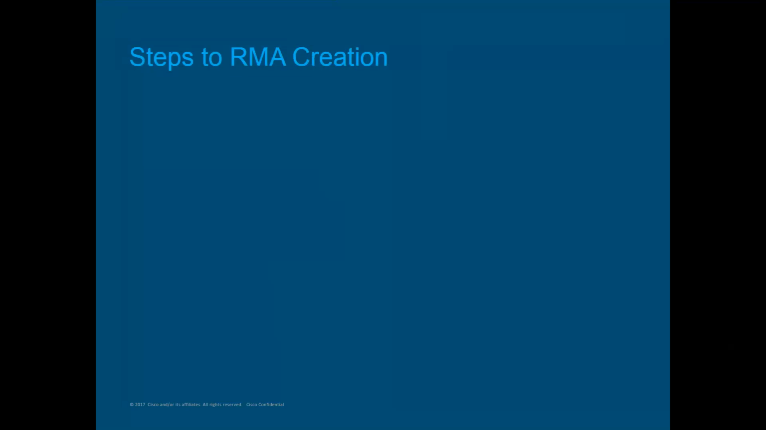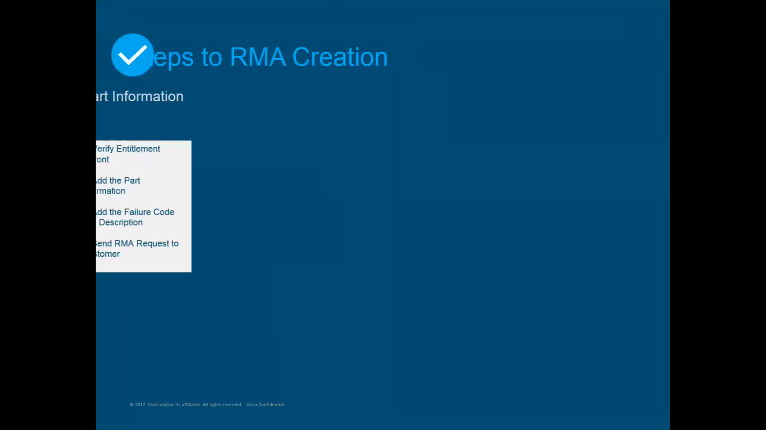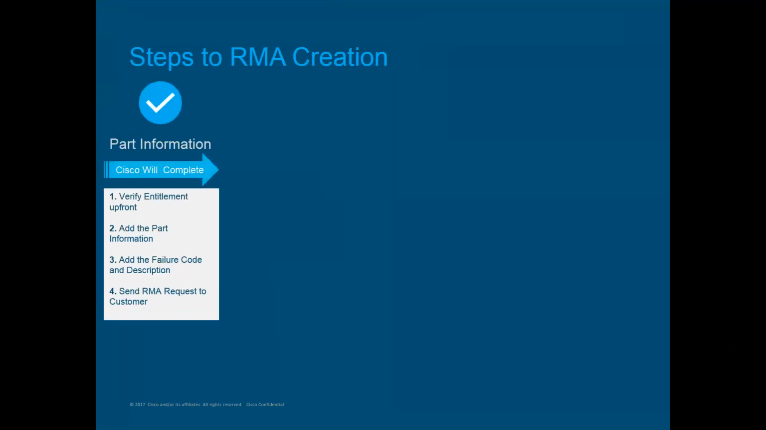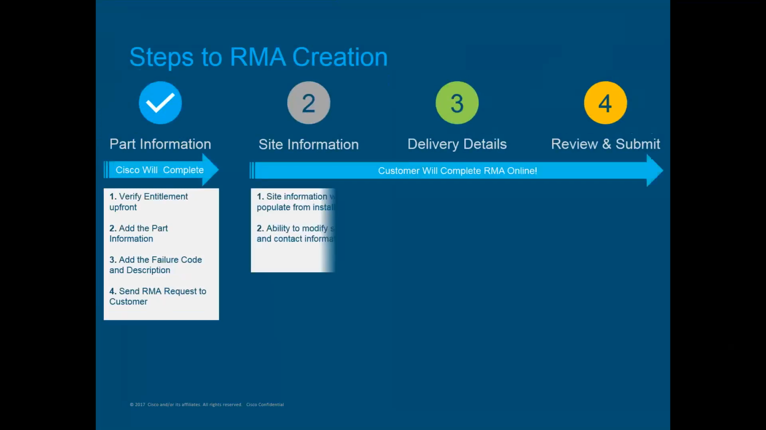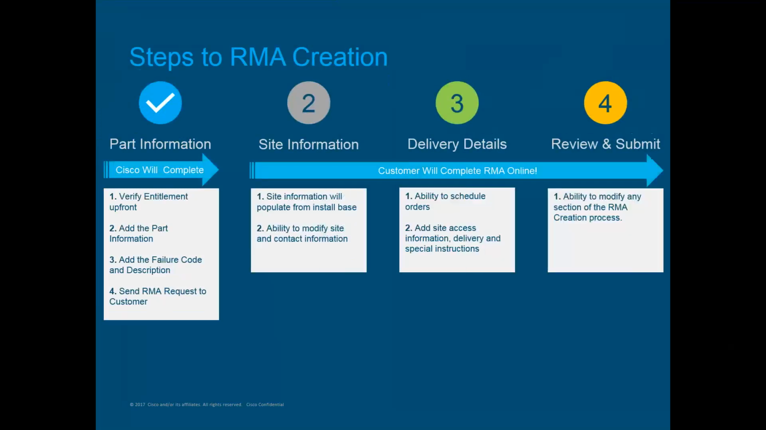The RMA creation process now consists of 4 steps, and using the customer handoff process will allow Cisco to start creating the RMA and then give you as the customer the ability to go online and finish the RMA. Let's walk through these steps.